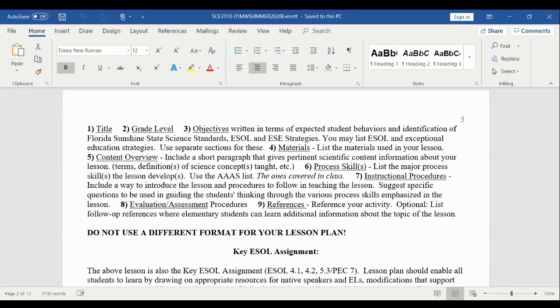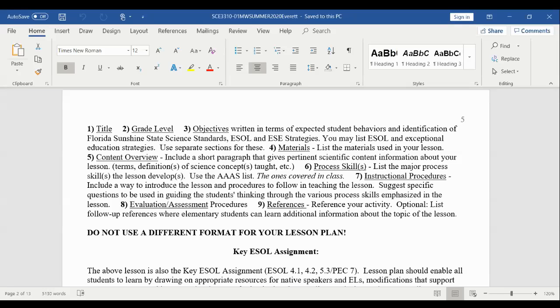Title, grade level, objectives, include ESOL and ESE strategies. Make a separate little section for that. Material list, list of materials. Content overview, which is a short paragraph that tells what's going on. It's the science. It's where you put your definition of terms. It's where you explain what happens. Why did that happen? Process skills. We haven't talked about those yet. We will. You're just going to list the major process skills.